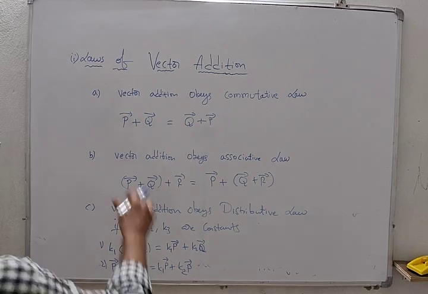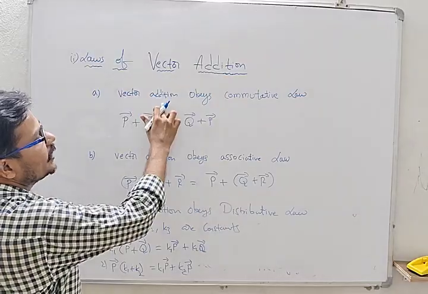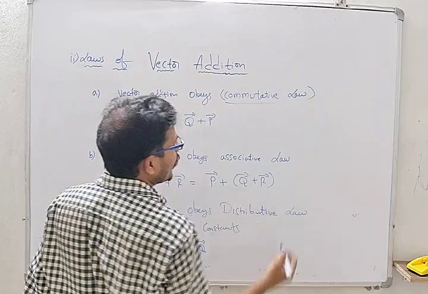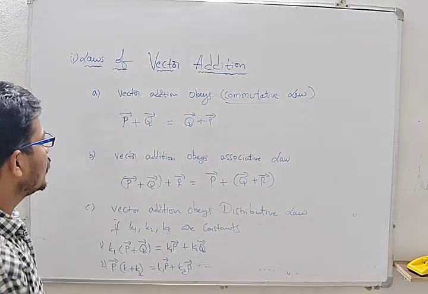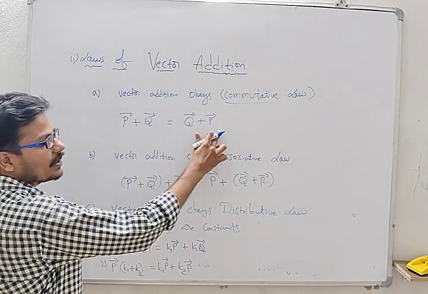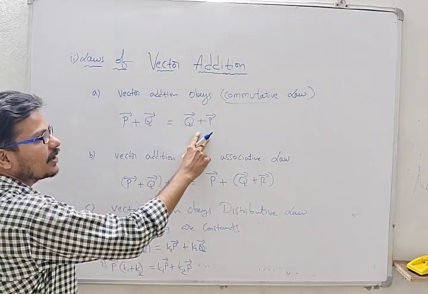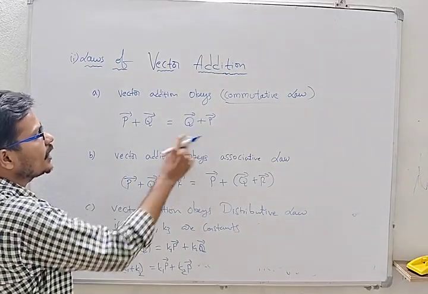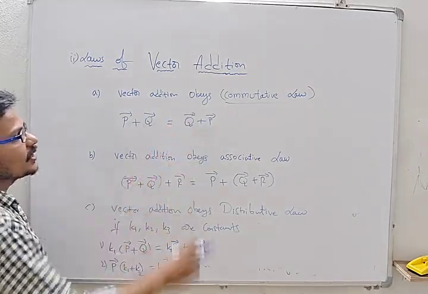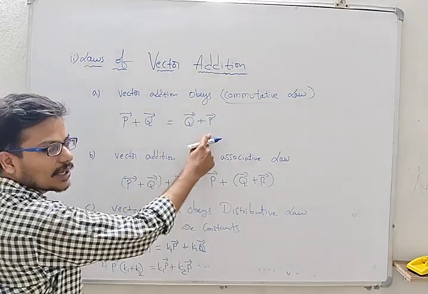And now, laws of vector addition. Vector addition obeys the commutative law. Commutative law means P plus Q is equal to Q plus P. The sum of the vectors and the reverse sum of the vectors must be the same. P plus Q is equal to Q plus P.